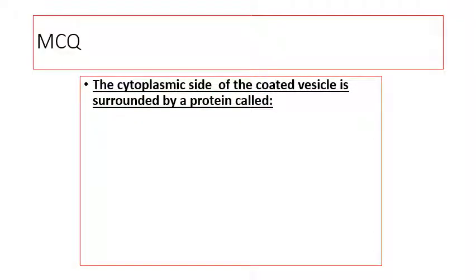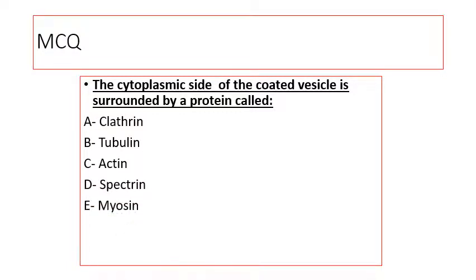Okay, one MCQ question. The cytoplasmic side of a coated vesicle is surrounded by a protein called what? Called clathrin.